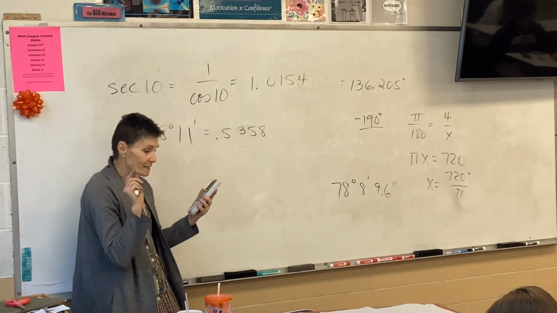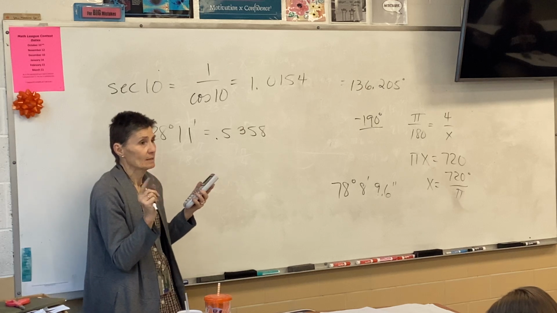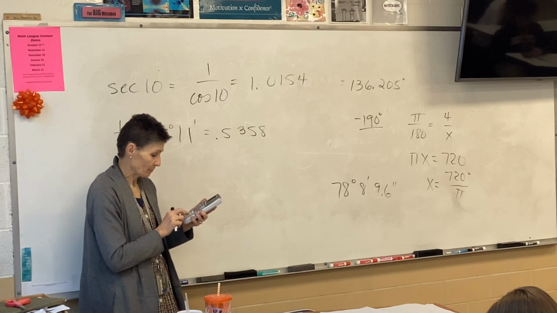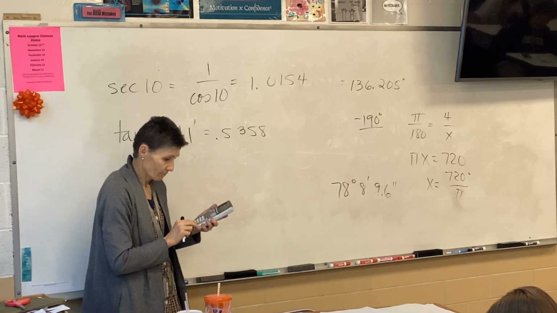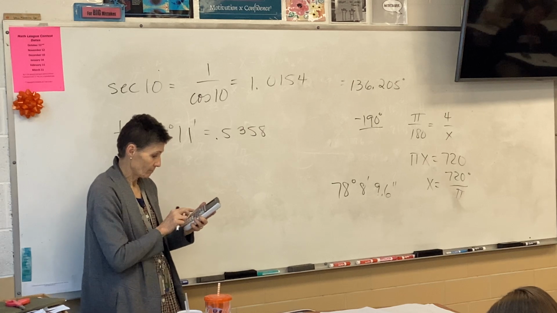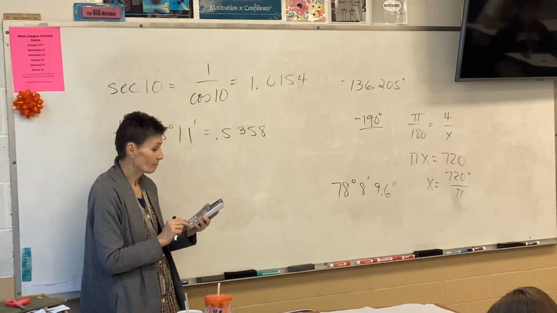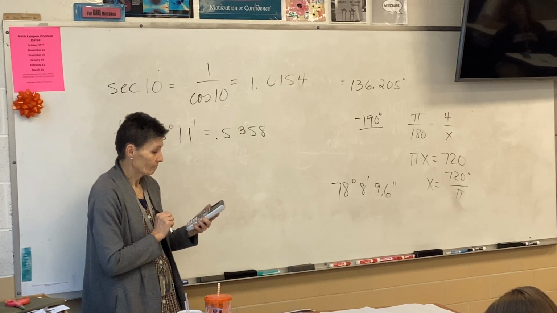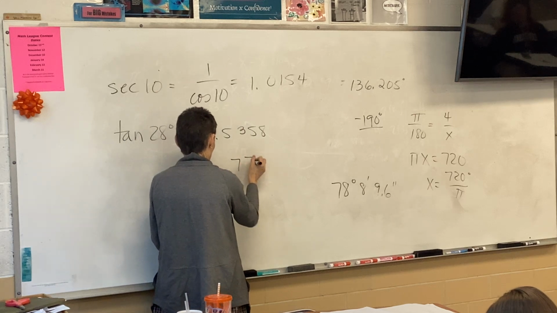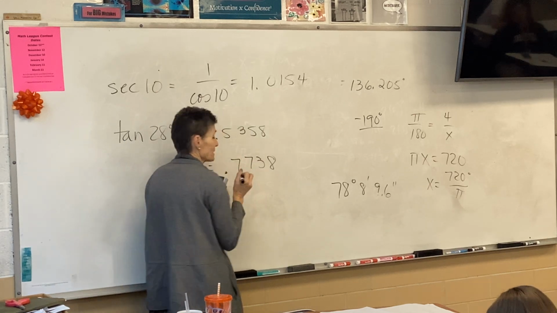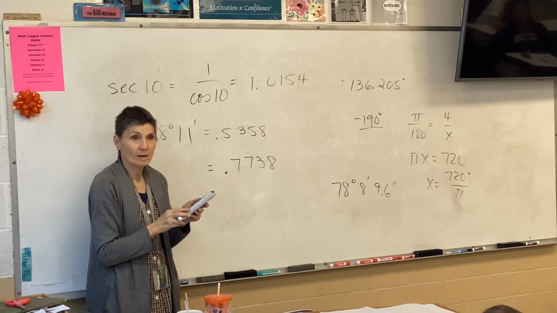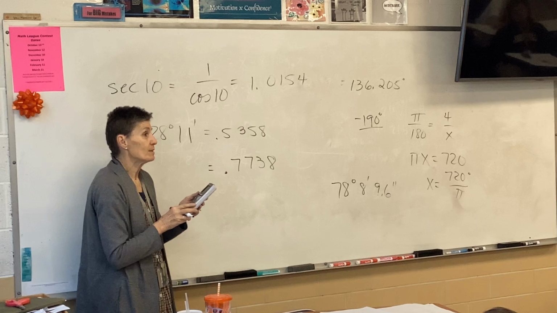Go ahead and do E. That was our last degree problem. Go ahead and type it in and tell me what you get. 0.773. Did I hear 0.7738? That's what I got. Easy peasy, right? All right, now we have to do the other 3.